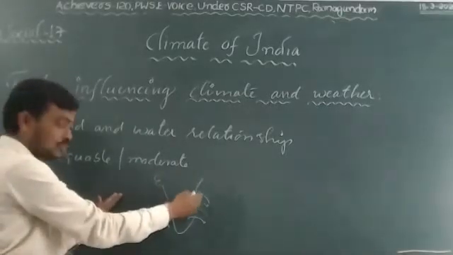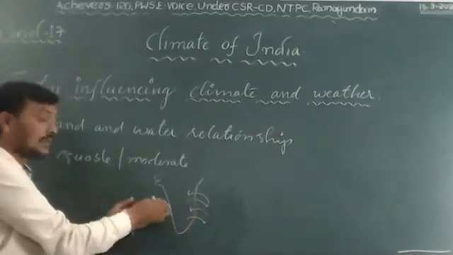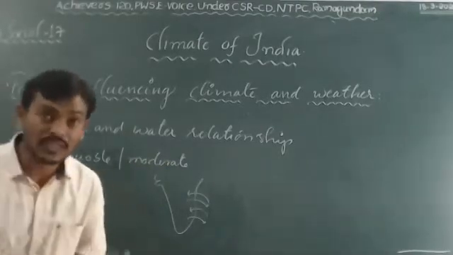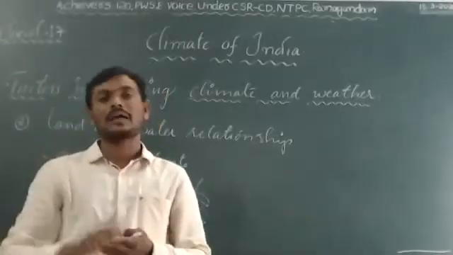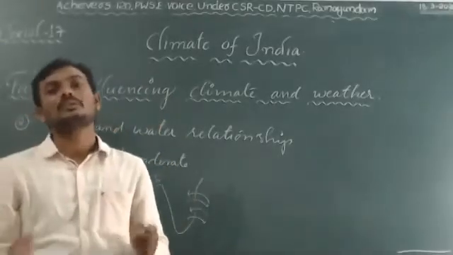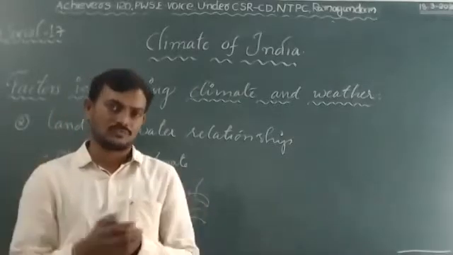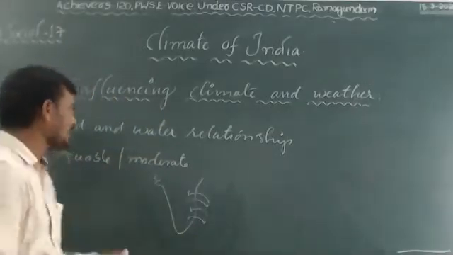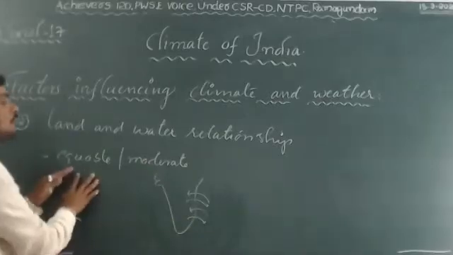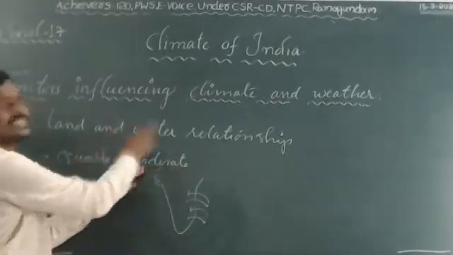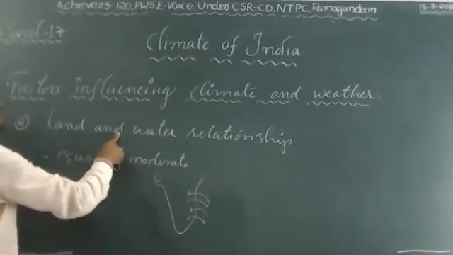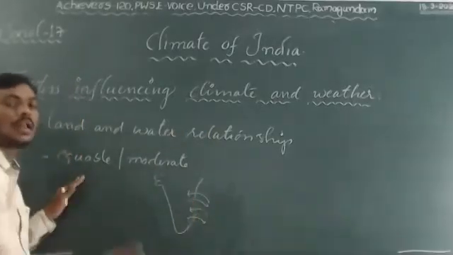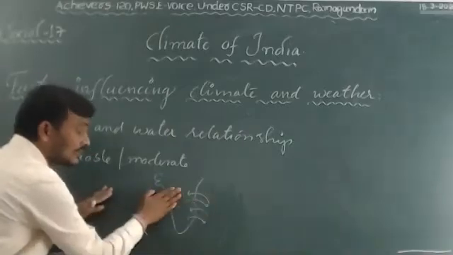Examples are Chennai, Cochin, Trivandrum and Mumbai; these coastal areas experience a moderate climate. The temperature of day and night, and of winters and summers, doesn't change much, not more than 20 degrees Celsius, isn't it? So this is why coastal areas experience an equable or moderate climate because of this factor only. So what is the factor? Land and water relationship. Once again, the ocean absorbs and loses heat more slowly than the land.